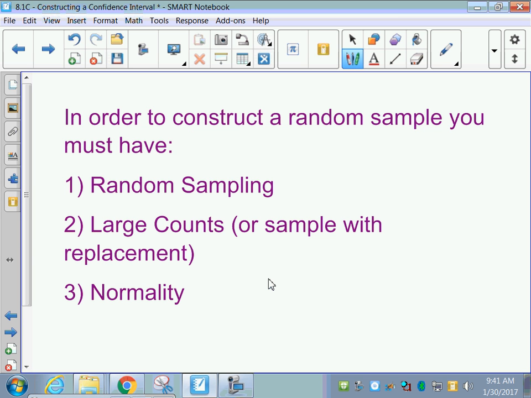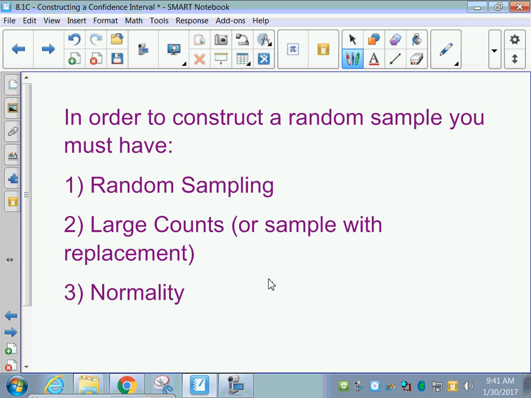Yeah, that's the 10%, right? So your sample has to be less than or equal to 10% of the population. That's large counts. Okay, the only time you don't have to check large counts is if you're sampling with replacement, which most of the time we're not. But if you are sampling with replacement, you don't have to check large counts. But most of the time we sample a group and we're not replacing them when we sample again. So we have to check the 10% condition, all right?